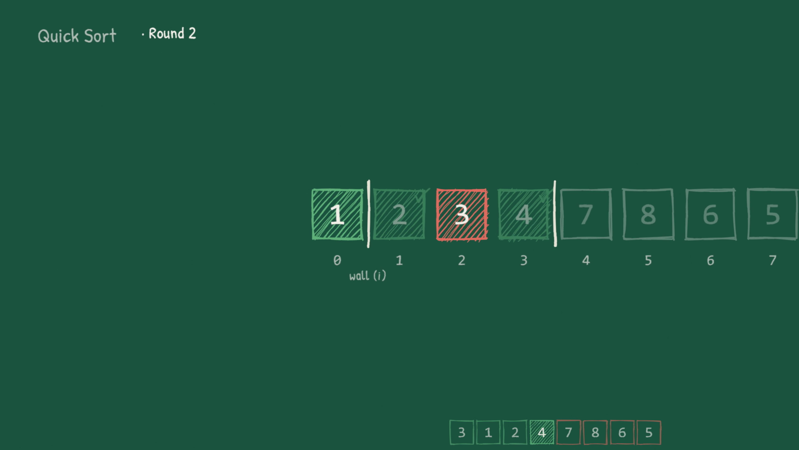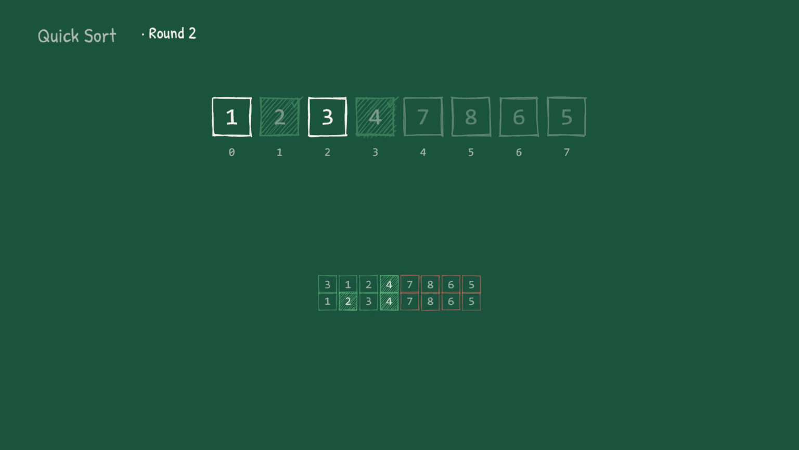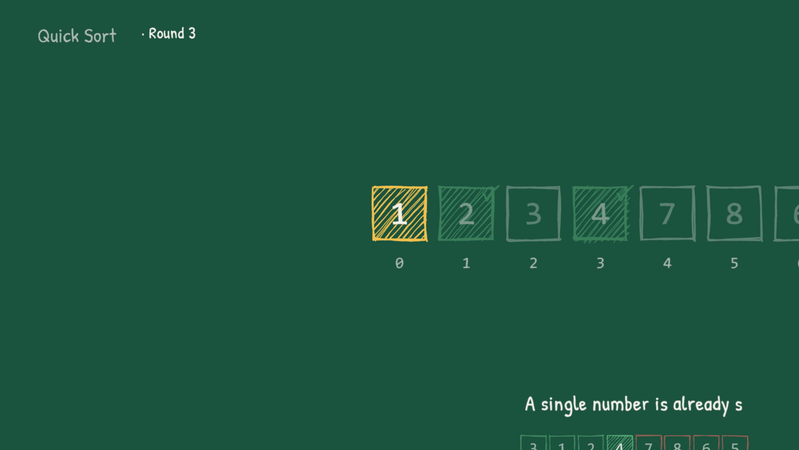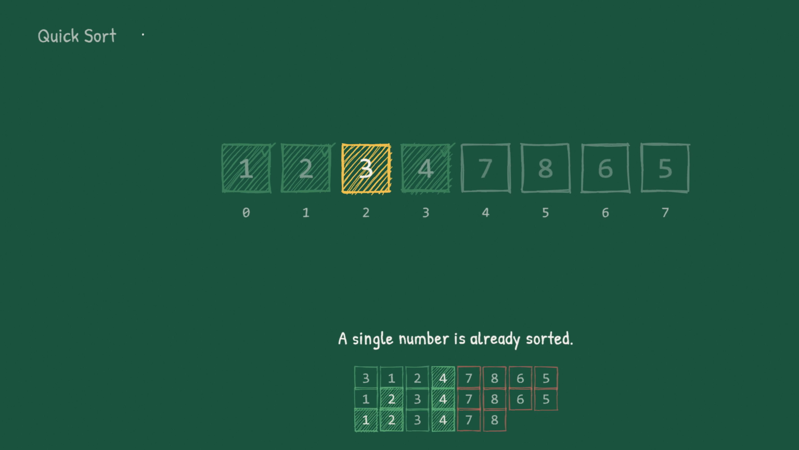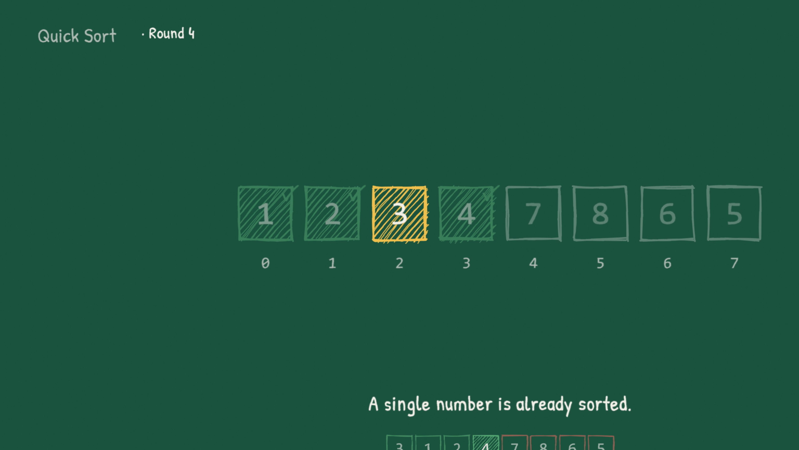Both single numbers. 1 is on its own. A single number is already sorted. That's our base case. Locked. 3 is on its own too. A single number is already sorted. That's our base case. Locked.